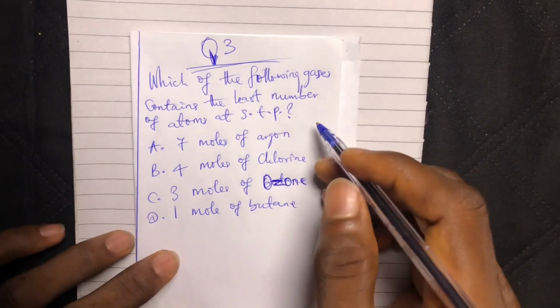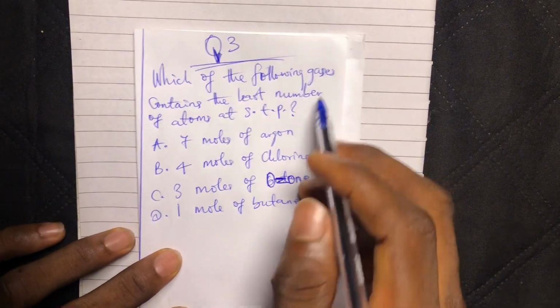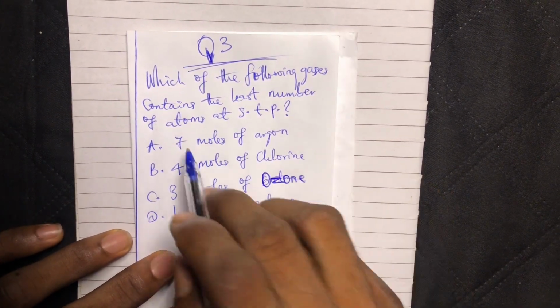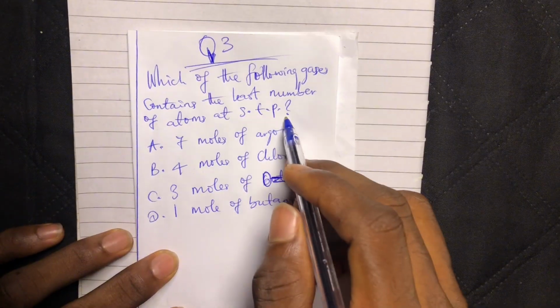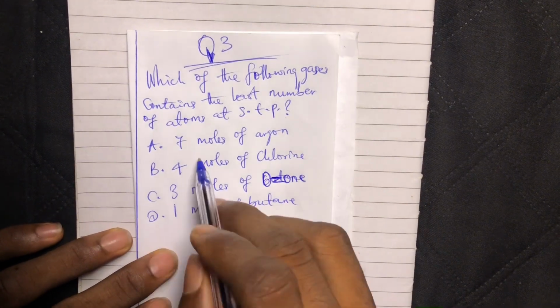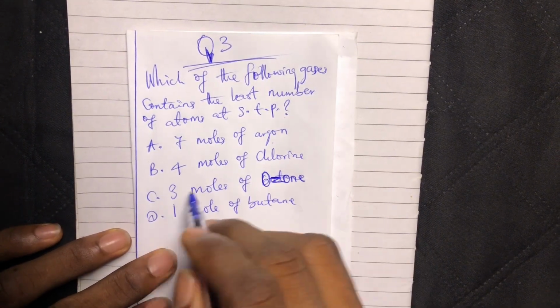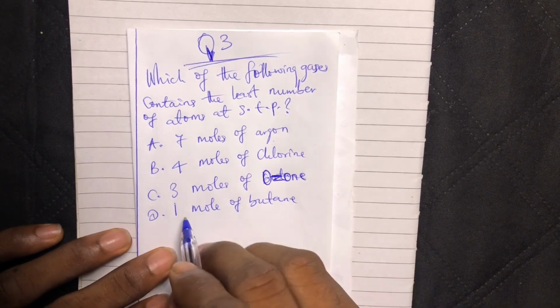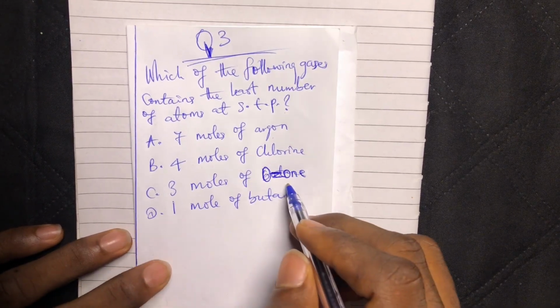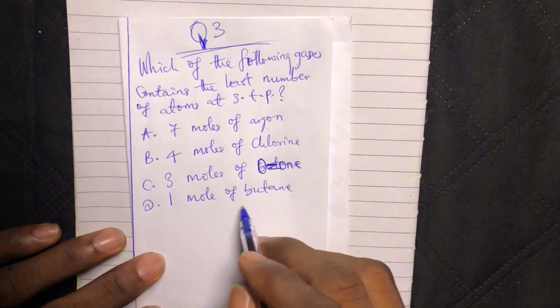Alright, so question 3 says, which of the following gases contains the least number of atoms at STP? Option A, 7 moles of argon. Option B, 4 moles of chlorine. Option C, 3 moles of ozone. Option D, 1 mole of butane.